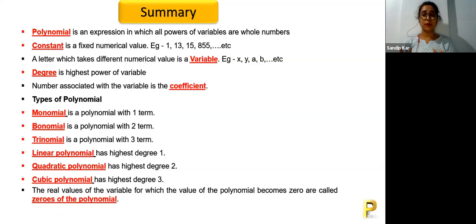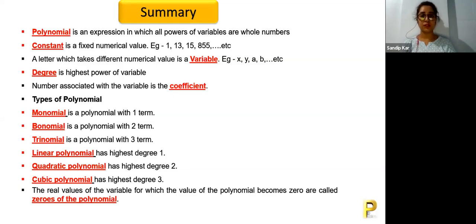Okay, types of polynomials. So types of polynomial were divided into two parts. The first part was according to the term, and the second was according to the degree. So the first part was monomials. So monomial means one term, binomial two terms, and trinomial means three terms. According to the degree, first was linear polynomial, highest degree was 1. Quadratic polynomial, highest degree was 2. Cubic polynomial, highest degree was 3.